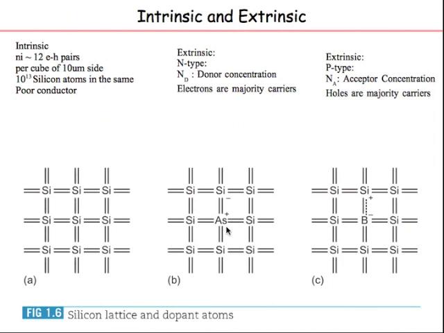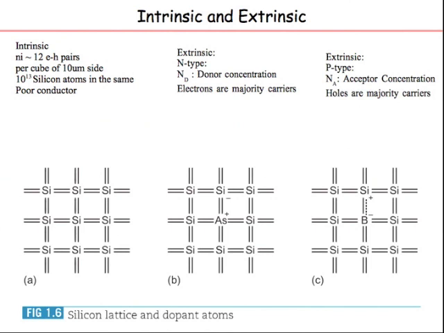So you can change the conductivity of the silicon material by adding a dopant atom, and this kind of material is called an N-type material because N stands for negative. So extra electrons you are introducing into the material, it becomes conductive, and the majority carriers are electrons.